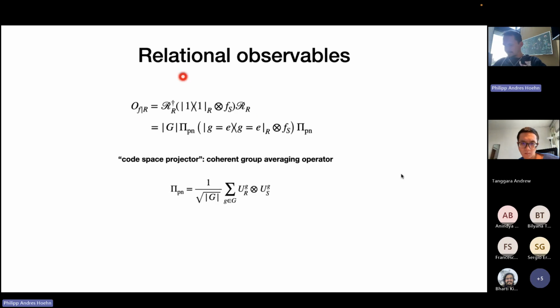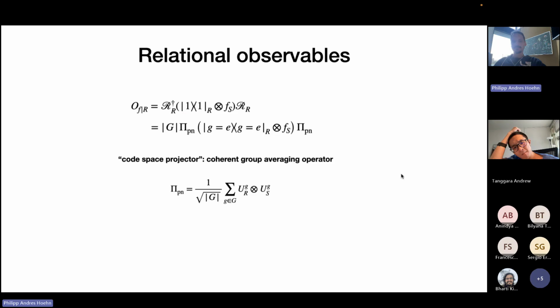So I said we want to look at this thing here. We look at some system observable, then we have the frame and this kind of fixed thing, and then we do these disentangling maps, the analog of the encoding maps. And then with a bit of gymnastics, you can rewrite it in the following form here. And what is this pi pn?